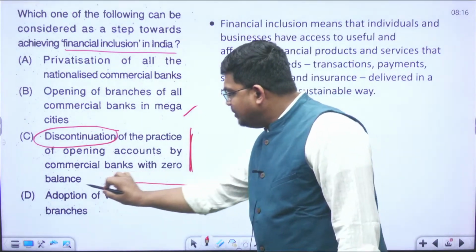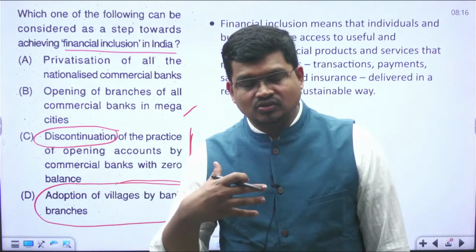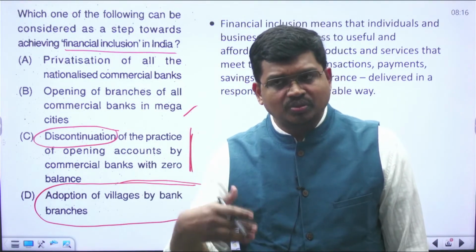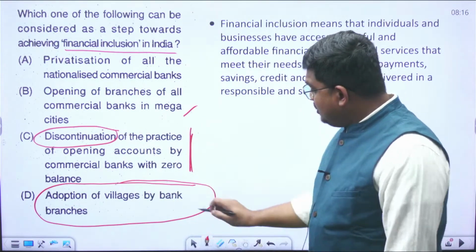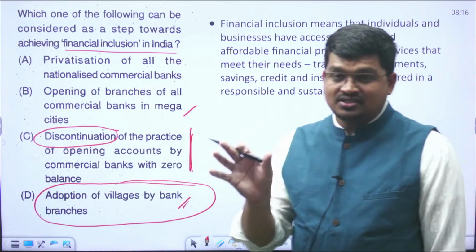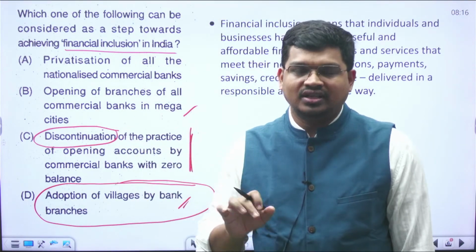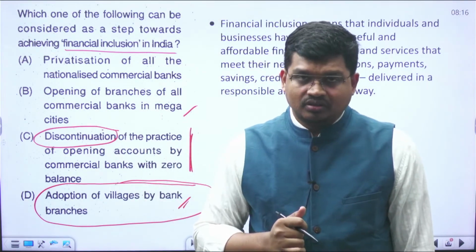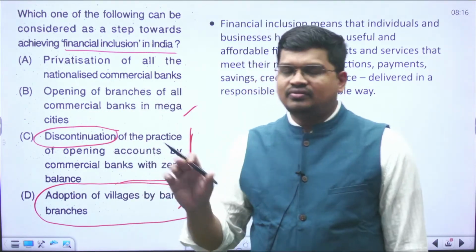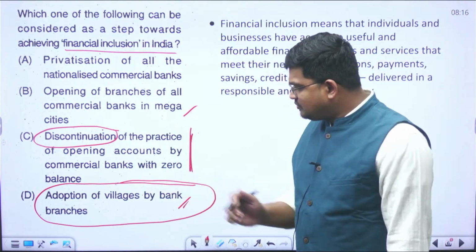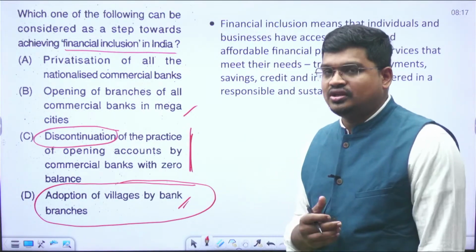Because in rural areas, commercial banks do not want to, there is no incentive for them to open more bank branches, because the operational cost is high. So if villagers or people in rural areas do not have a bank branch nearby their village or household, they have to travel a lot to get a banking service. So we have different schemes and all. If you see the option, the adoption of villages by bank branches, that can create financial inclusion in our society.